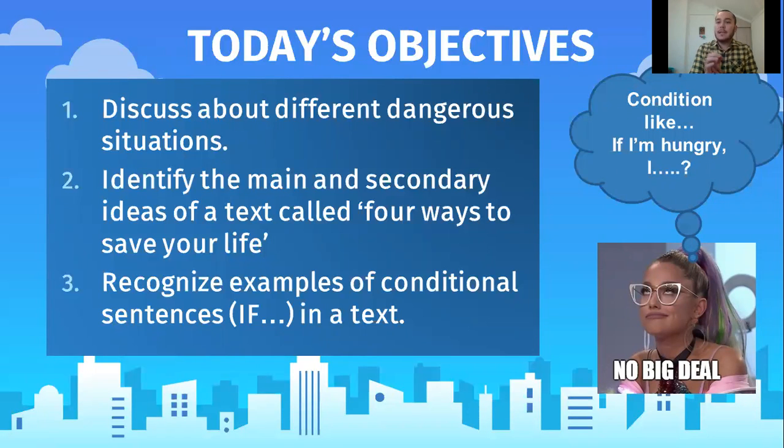She says, if I'm hungry, for example, if I'm hungry, in my personal case, I eat a sandwich, okay? Which is a little bit obvious, but it is for you to give you an example of how to make conditional sentences. This is just the beginning of the unit, all right?